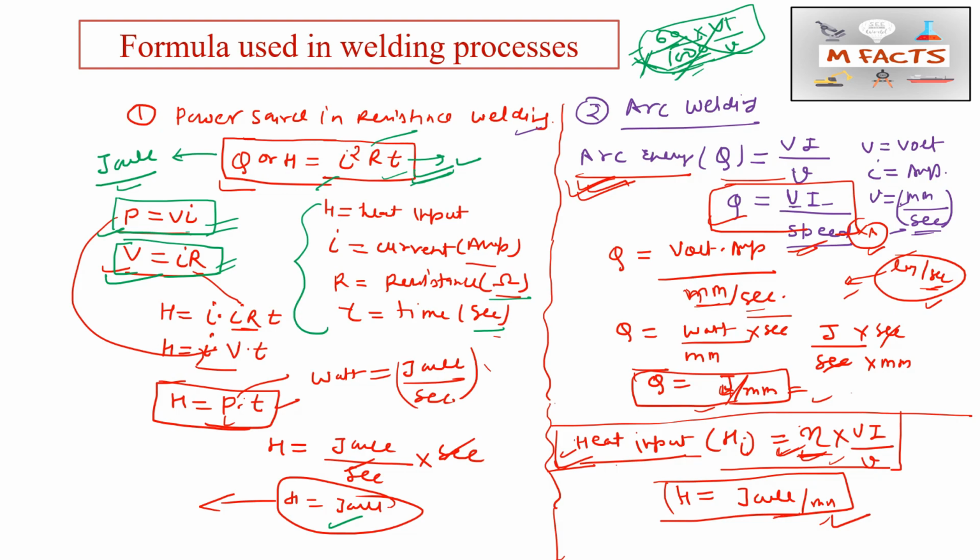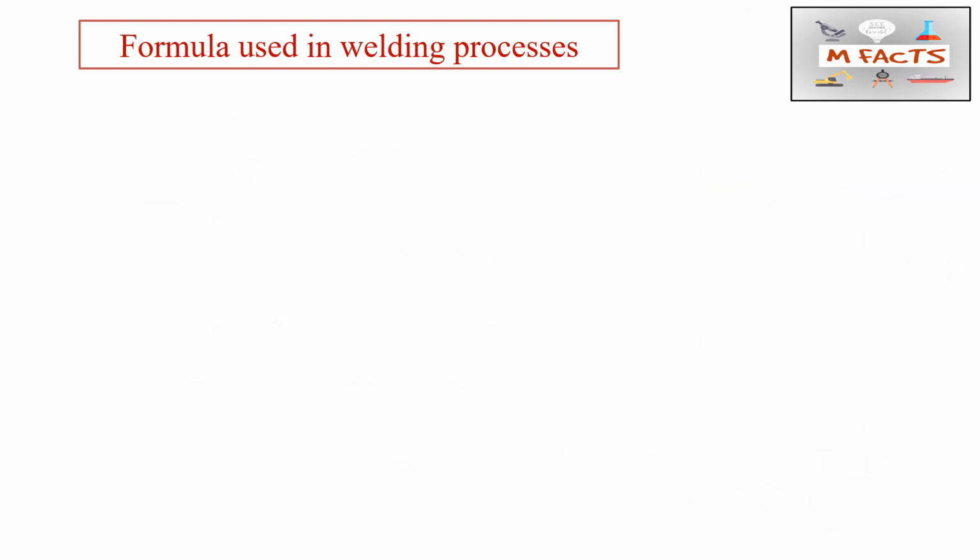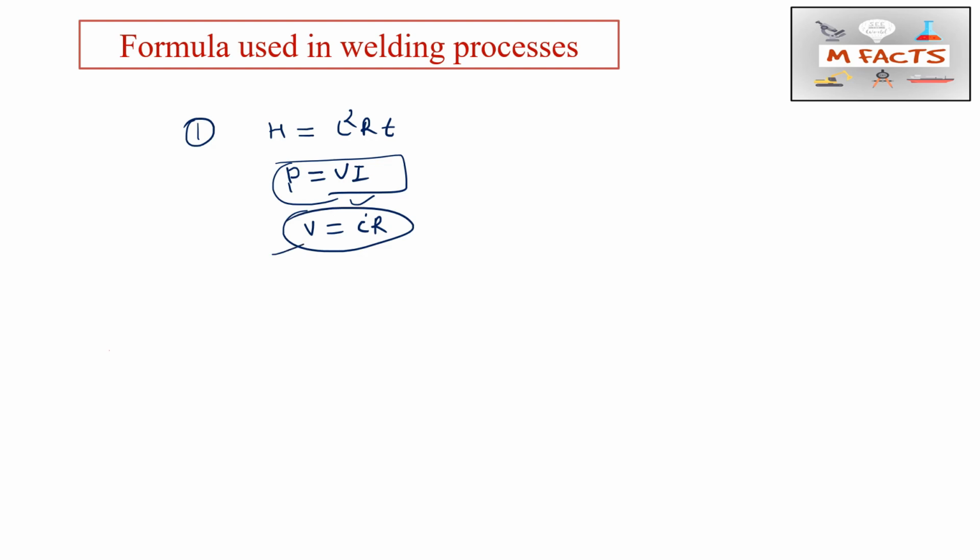Okay, so these are the three formulas I am pointing out here with another color. Again I am writing that formula because in that slide I told you how to change the units. First formula we try to understand is H equals I square R T, and the supporting concept is P equals V I. We all know that power is equal to V I, and V is equal to I R. So this is the first formula we need to remember for welding processes.